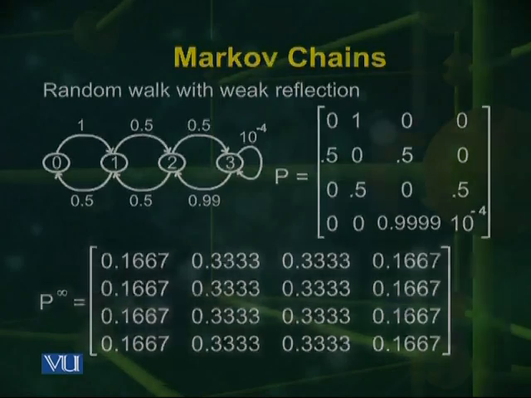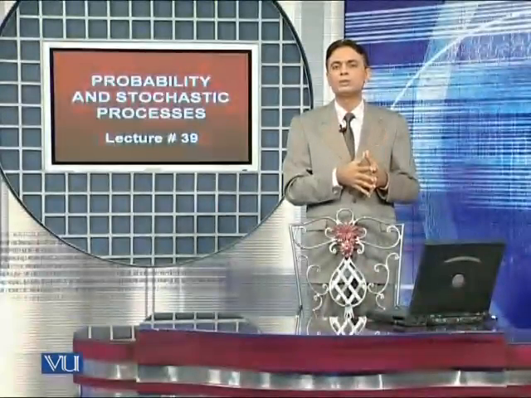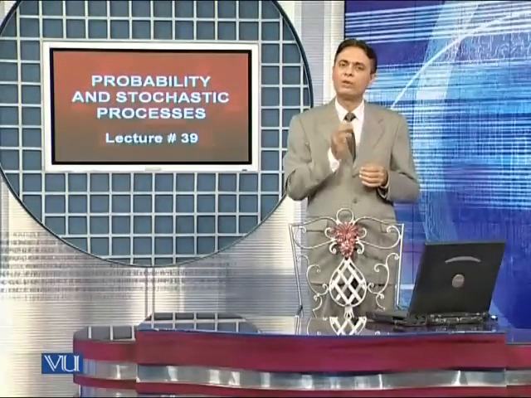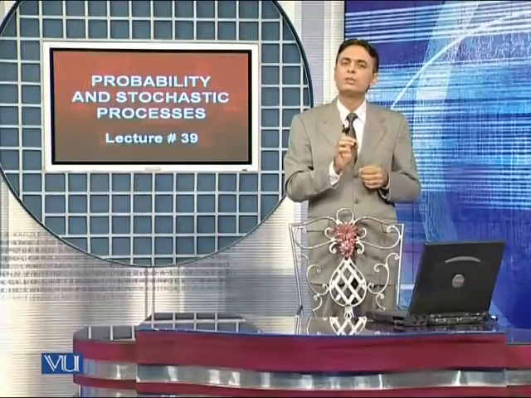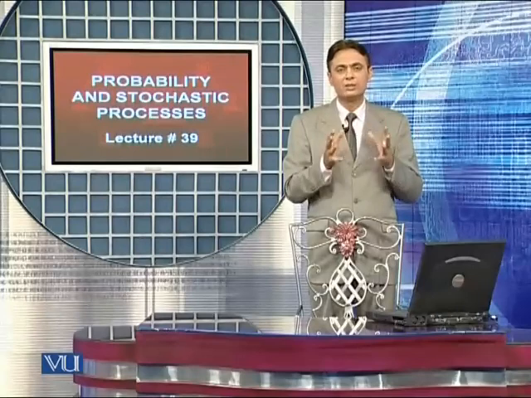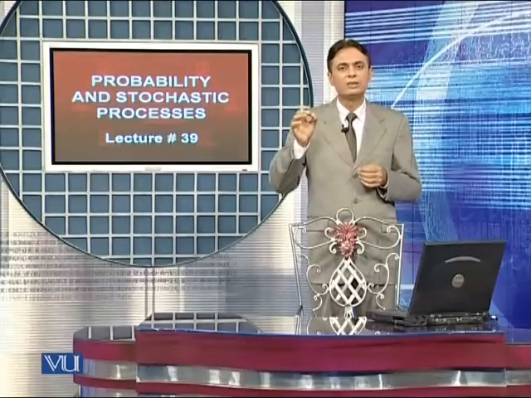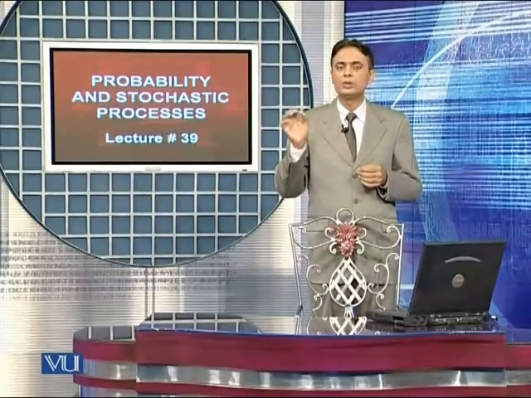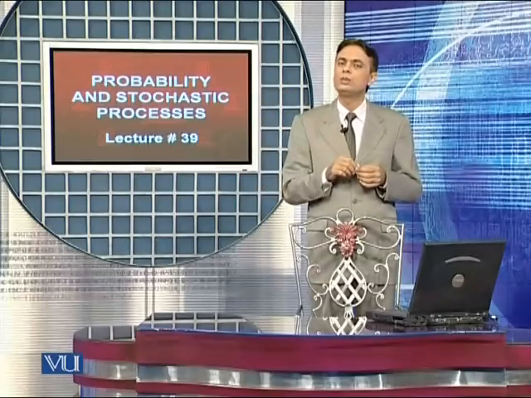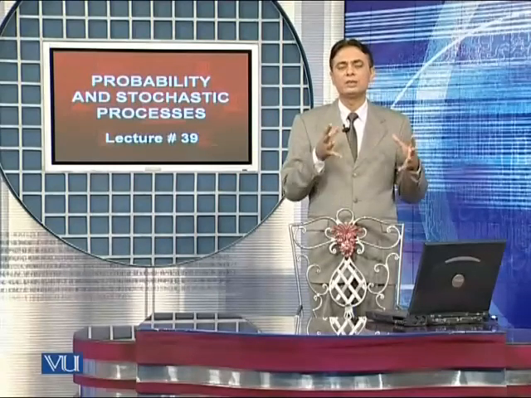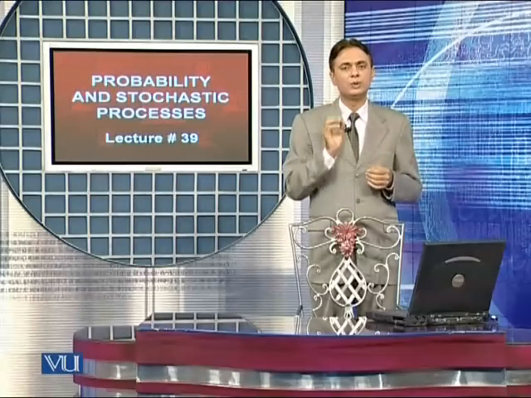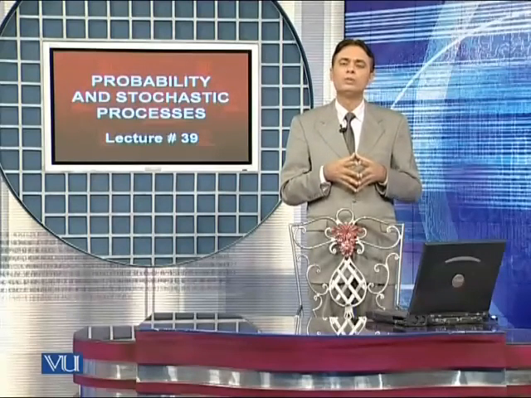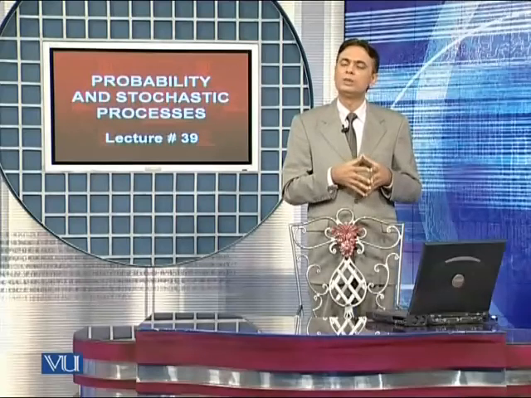I want you to complete this eigenanalysis, complete the solution of this imperfect reflection Markov chain, and find the unique long-term stationary distribution and see why, even with just a little bit of imperfection, even with a probability of 0.0001 of moving from state 3 to state 3 in one step, this Markov chain has a unique long-term stationary probability distribution. I hope you will be able to complete this problem using MATLAB.